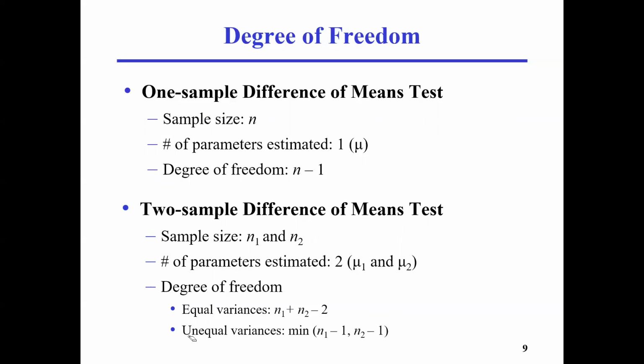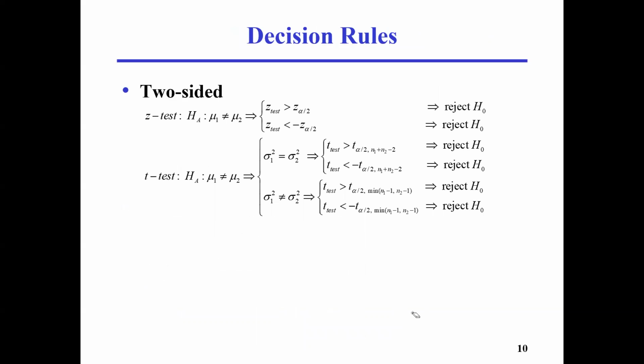If you assume that these two unknown variances are not equal to each other, you need to find the smaller one between n1 minus 1 and n2 minus 1. Use that smaller value as the degree of freedom. So you can see here, assumption about variances is very important. Equal, not equal. So here, let's just show some decision rules.